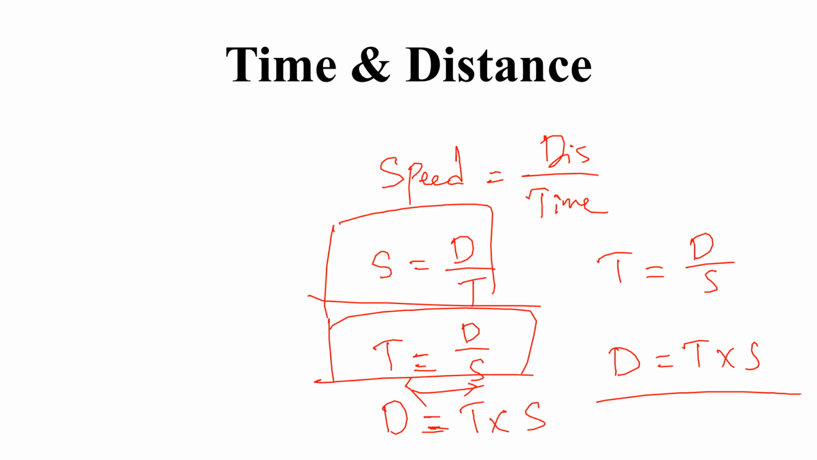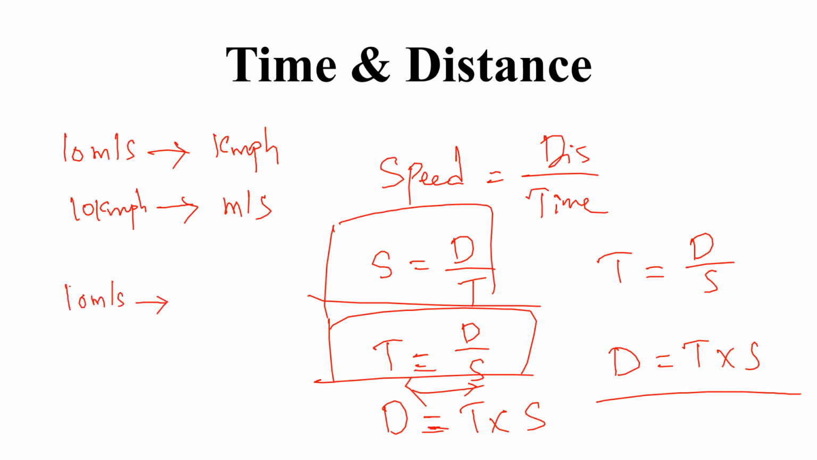So this is one thing, and we need to remember one formula and one conversion. If they give you 10 meters per second and ask you to convert into kilometers per hour, or they give 10 kilometers per hour and ask you to convert into meters per second, let's see what the formula is. The conversion factor is 5 by 18 or 18 by 5. 18 by 5 is to convert to kilometers per hour, and 5 by 18 is to convert to meters per second.